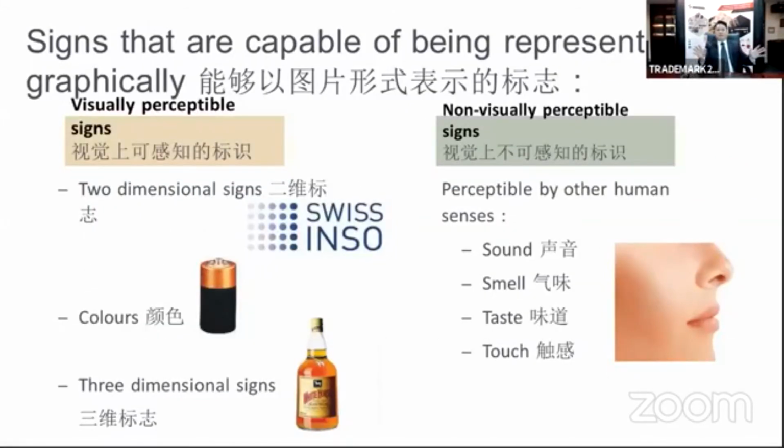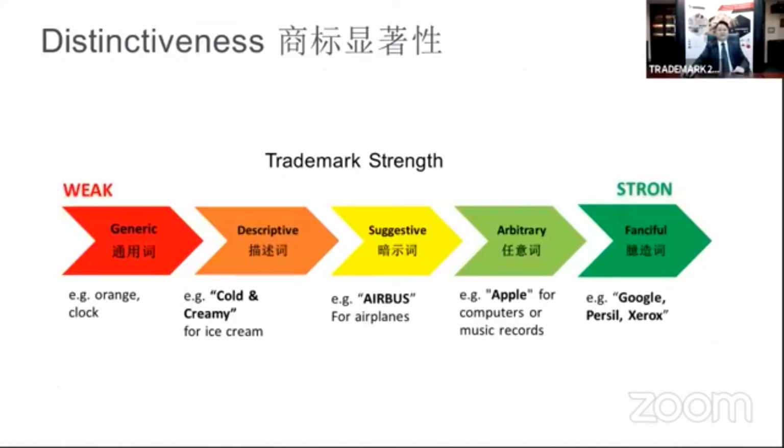I give you some examples of the signs which are capable of being represented graphically. Now you have a two-dimensional trademark, colors, or this. On the other hand, this is visual and this is non-visual. Non-visual, you have the sound, smell, taste, touch, and so on. These are all examples of signs.